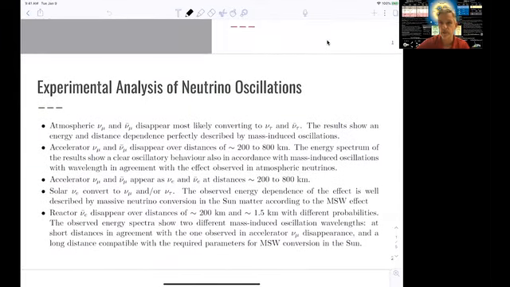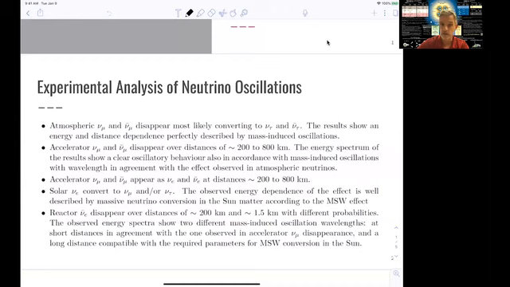This one here shows a summary of what we know from neutrino oscillation. If we look at atmospheric neutrinos, we find that muon neutrinos and anti-muon neutrinos disappear, and they're most likely converting into tau neutrinos and anti-tau neutrinos. We look at accelerator neutrinos. Here we are using muon neutrinos and anti-muon neutrinos. We can show that they disappear over distances of 200 to 800 kilometers. From accelerators, we also know that they appear or reappear as electron or anti-electron neutrinos over those same distances.